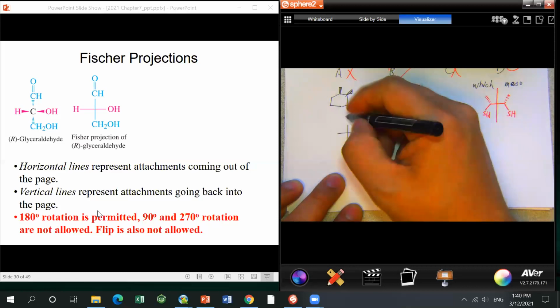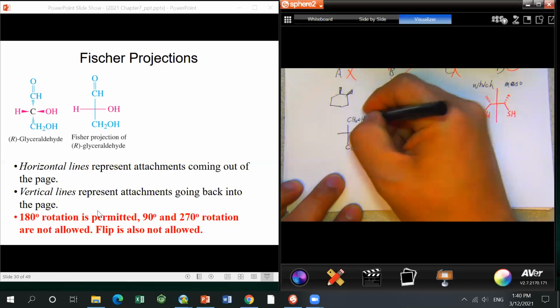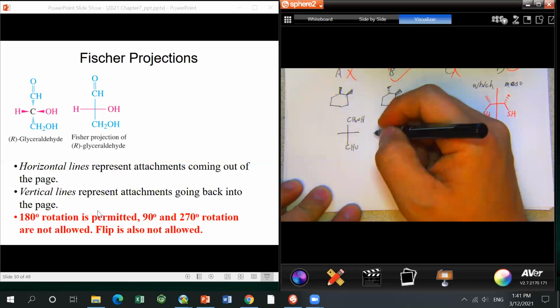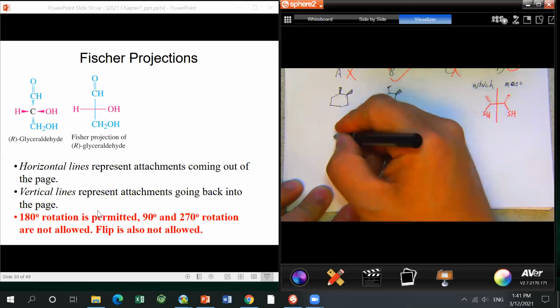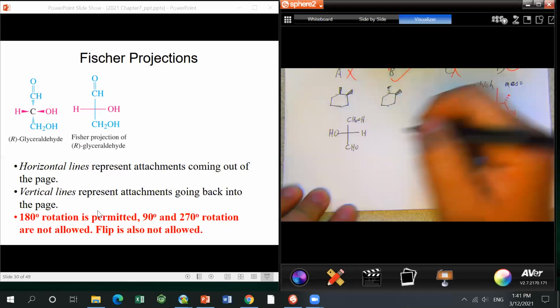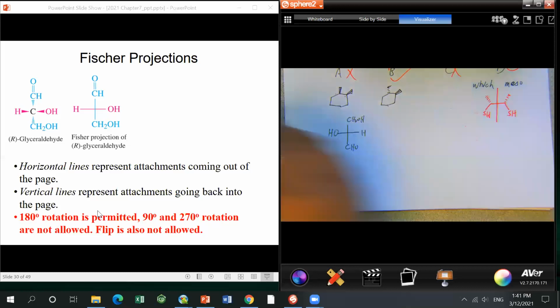And then the alcohol goes up, the hydrogen goes left, going right, the OH group goes left. So that will be the same molecule as here, with no change of stereochemistry. But if you rotate it 90 degrees or 270 degrees, that's forbidden.